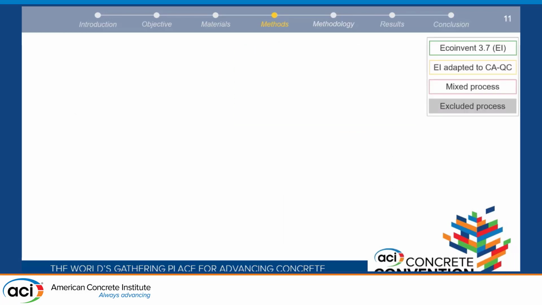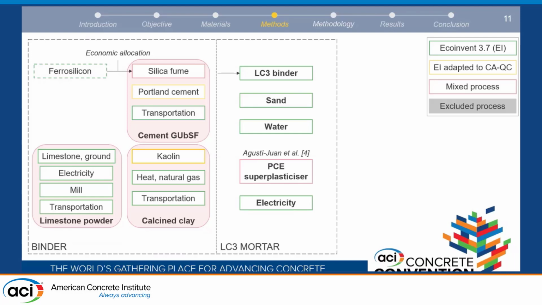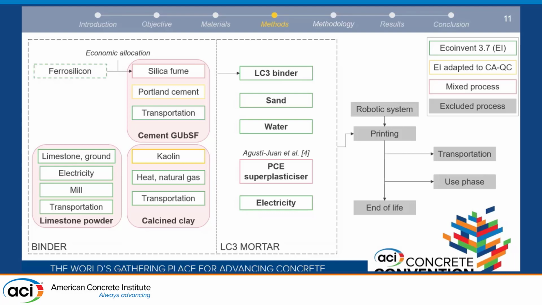For the life cycle assessment, we built our life cycle inventory with mixed processes and adapted processes based on the Ecoinvent database. Particularly, we have the binder components, which are cement generally used with silica fume, calcined clay, and limestone filler. And we associate these constituents to the other components of the mortar, which are sand, water, and superplasticizer, in order to conduct a cradle-to-gate study.